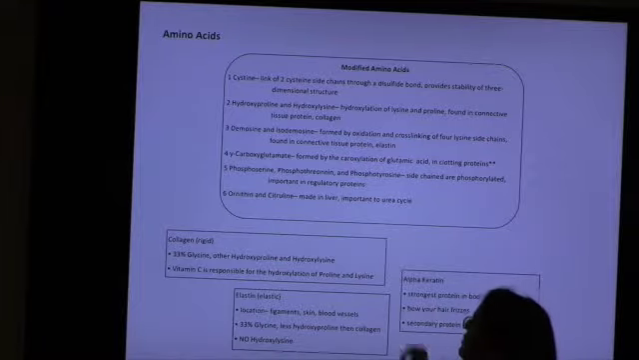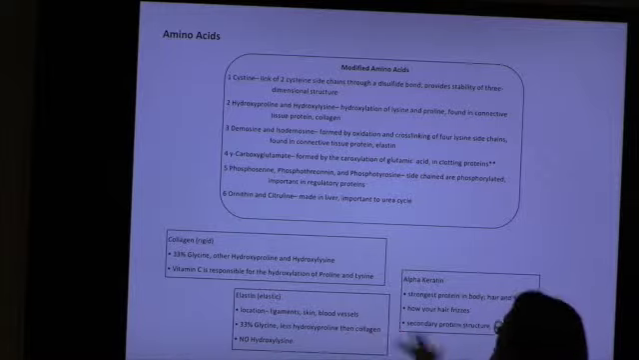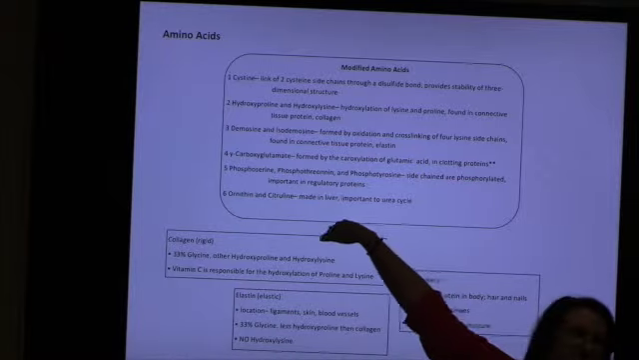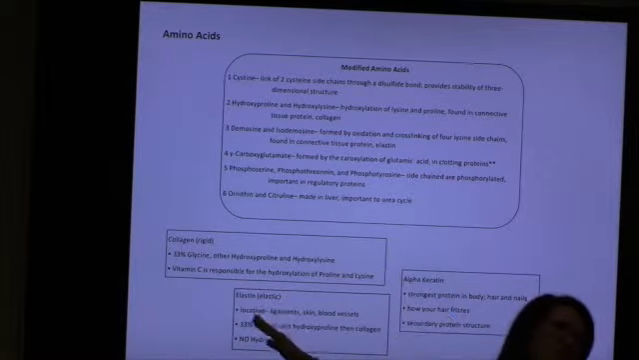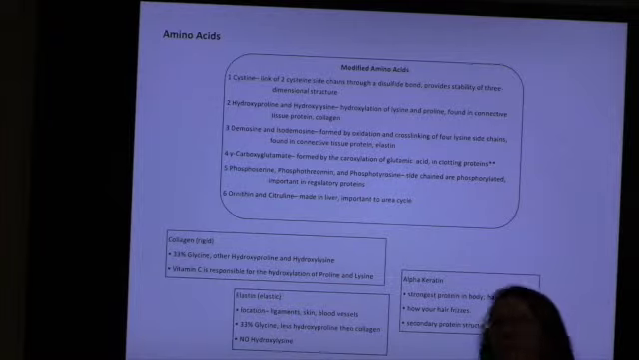And the other ones you can just read through. They're not as common. We're gonna go through. But just read through these, okay? I just gave you the most common ones. There's like hundreds of modified ones, but these are the most common ones we see.